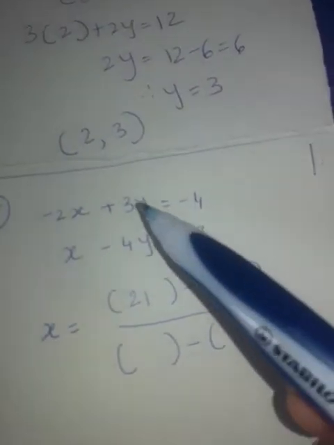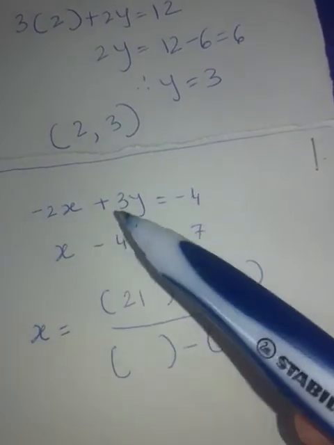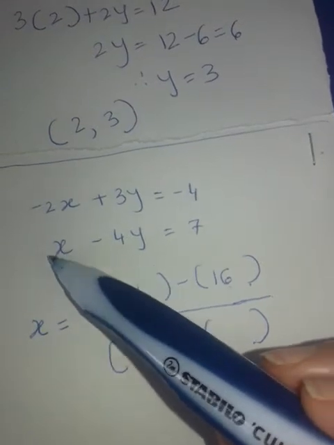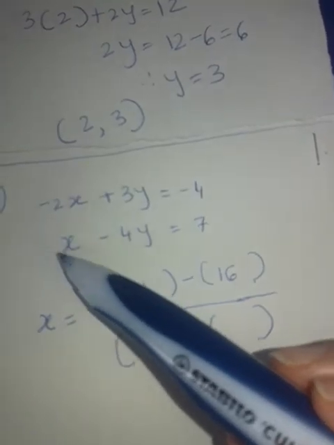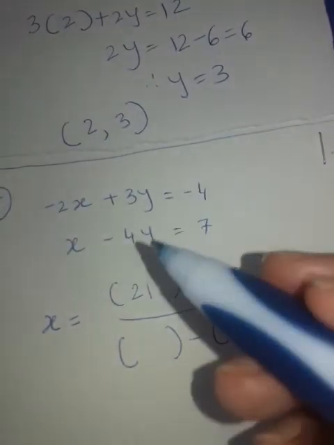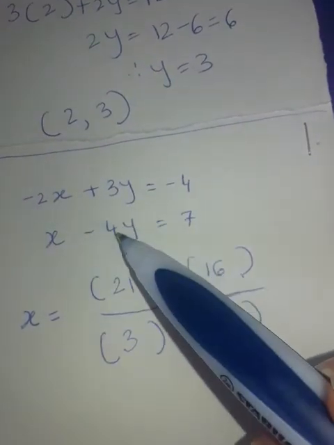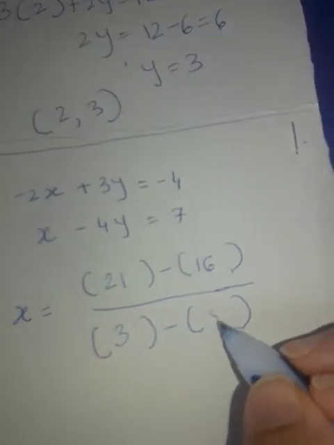In the denominator, what you will do now? Left hand side. 3 into 1. X is 1x. Coefficient of x is not written. That means it is 1. 3 into 1. So this is 3. Minus 2 into minus 4. So this is 8.